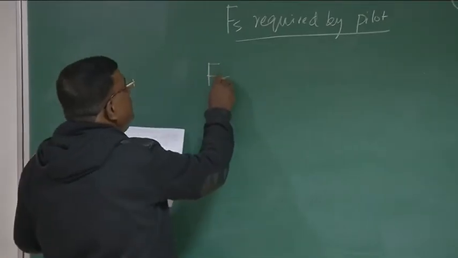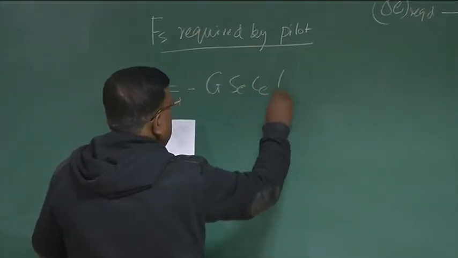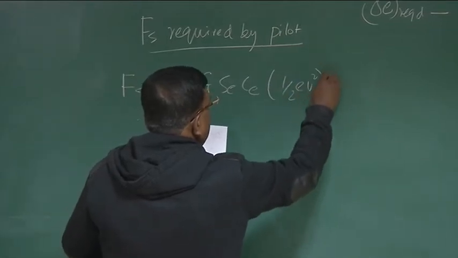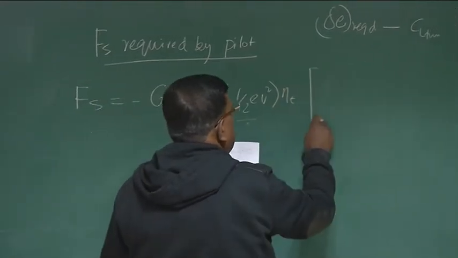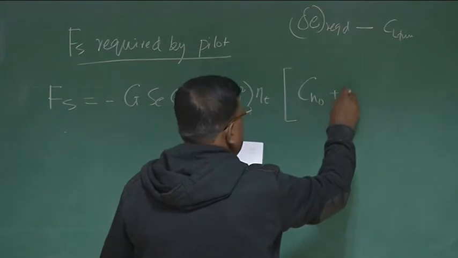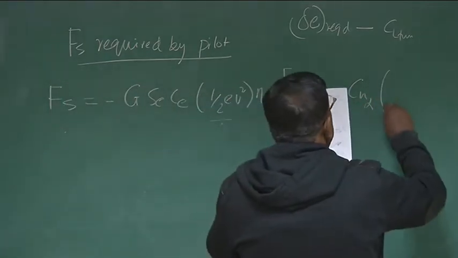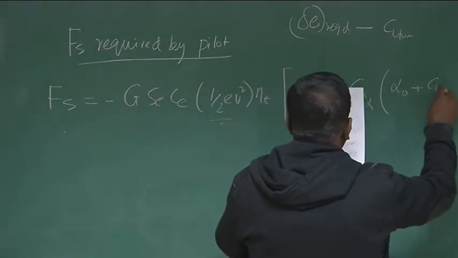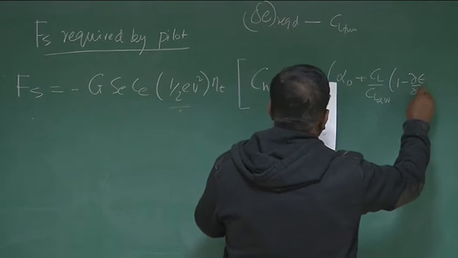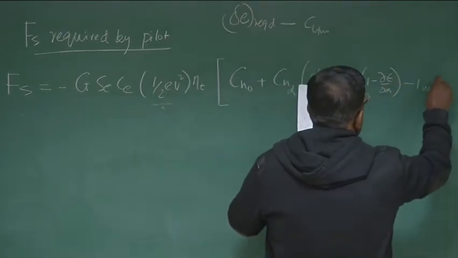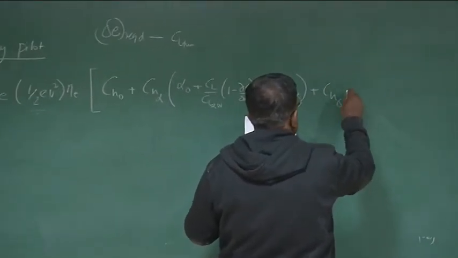So we are now here. Fs equal to minus G, AC, CE, half rho V square eta T. This is nothing but Q into CH. So for CH we'll write CH naught plus CH alpha into alpha tail. Already alpha T expression we have derived. So let me write here, it is alpha naught plus CL by CL alpha wing into 1 minus d epsilon by d alpha, minus IW plus IT. So this is this. Then you have CH delta.